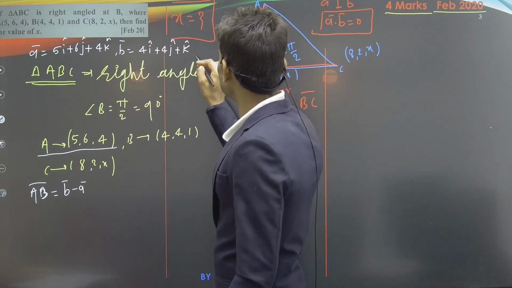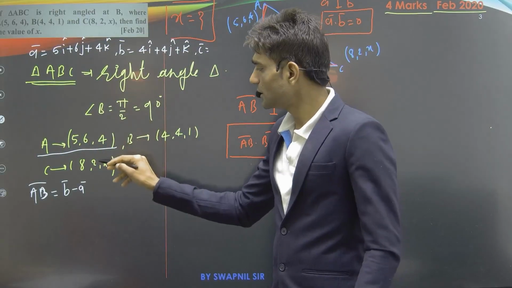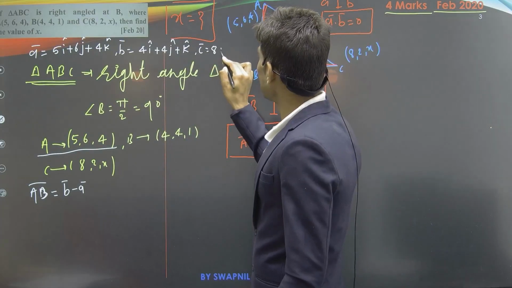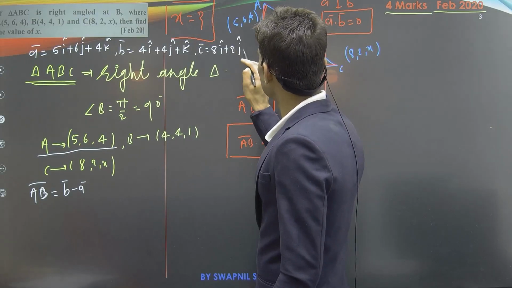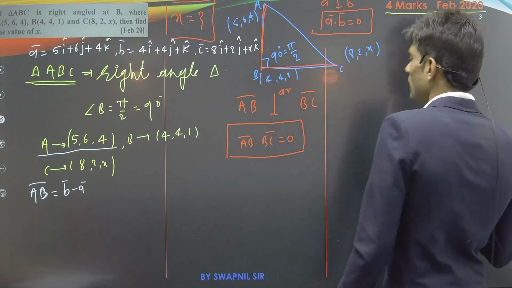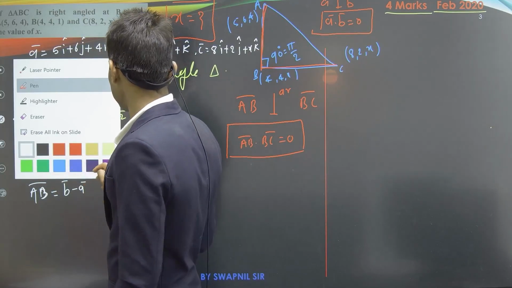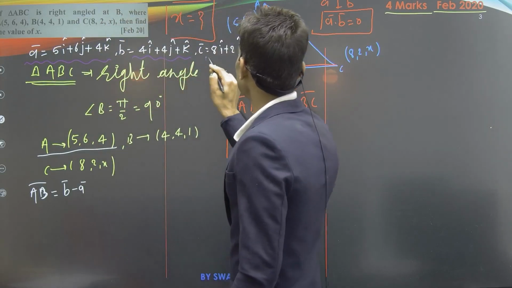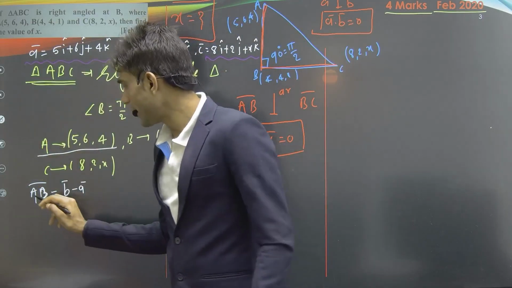Now the position vector C bar, let me define C bar as 8 times I cap plus 2 times J cap plus X times K cap. So now see that I have here 3 position vectors: this one is the first, this one is the second, and this one is the third.